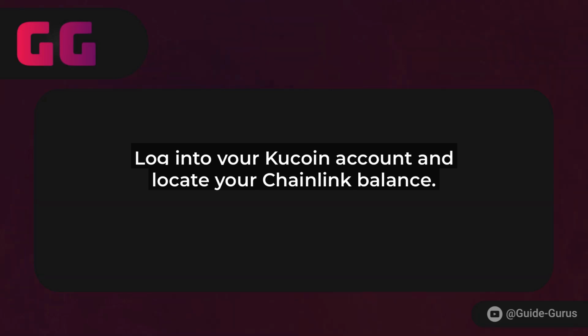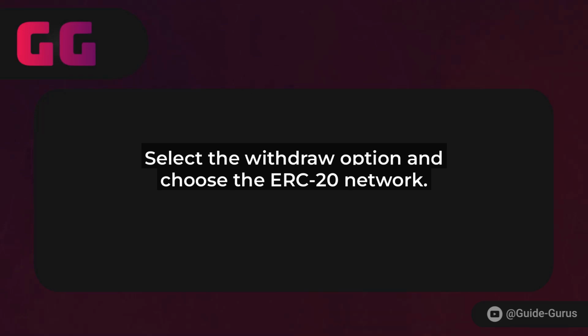Start by logging into your KuCoin account. Once you're in, head over to the Assets or Wallets section and find your Chainlink balance. It's usually listed under your portfolio. Next, you'll need to withdraw your Chainlink. Click on the Withdraw option for Link.